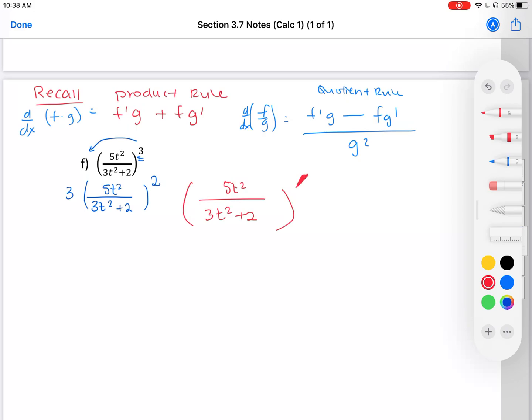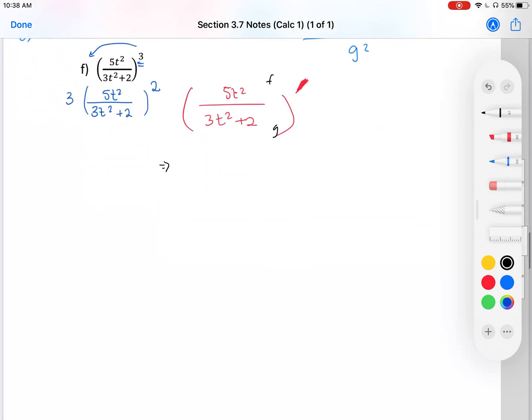So to find that prime, I have to use my quotient rule, right? Where this is f and this is g, our derivative can be made up of the derivative of f, which is 10t, and then our g is 3t squared plus 2, minus our f, which is 5t squared, times the derivative of g, which is just 6t. That 2 is 0, so we don't need to write that down, divided by 3t squared plus 2 squared. And that's just the derivative of our inner. We still have to bring down our outer.